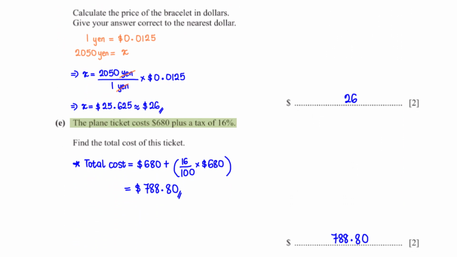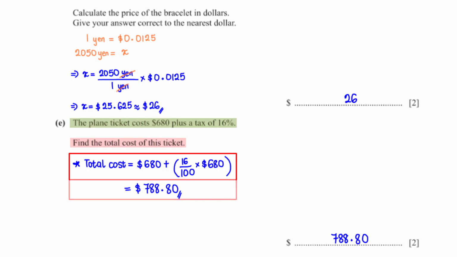The plane ticket costs $680 plus a tax of 16%. Find the total cost of this ticket. The total cost of the ticket is equal to $680 plus the tax, which is 16% of $680. This gives us $788.8.